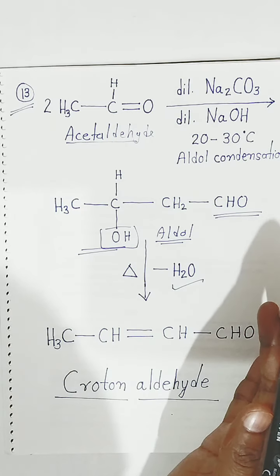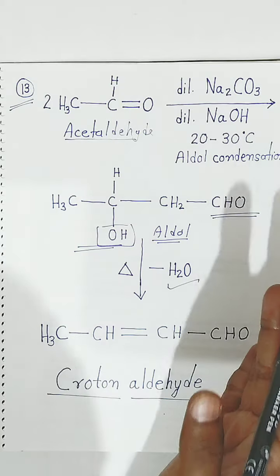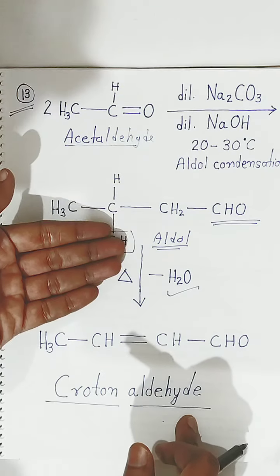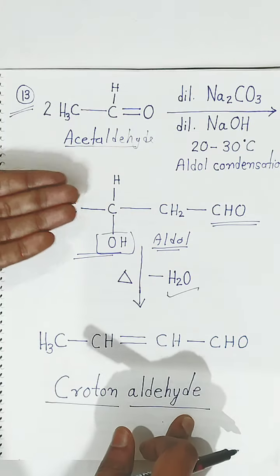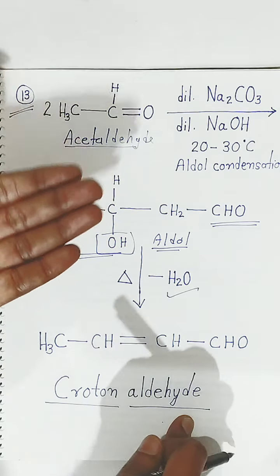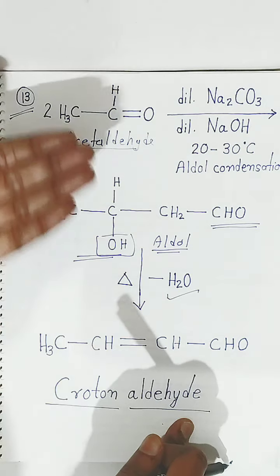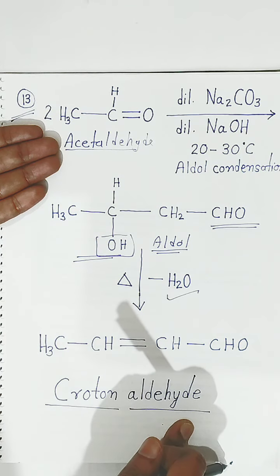Students, very important reaction. This is a very important reaction from the examination point of view, or sometimes they ask how crotonaldehyde is formed with the help of the aldol. When you have got the aldol product, if you heat it, the water molecule vaporizes and the product is converted into crotonaldehyde. So unsaturated aldehyde is formed from the acetaldehyde. Very important, students.